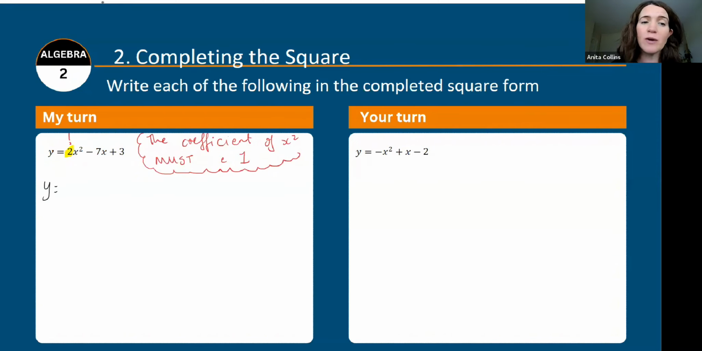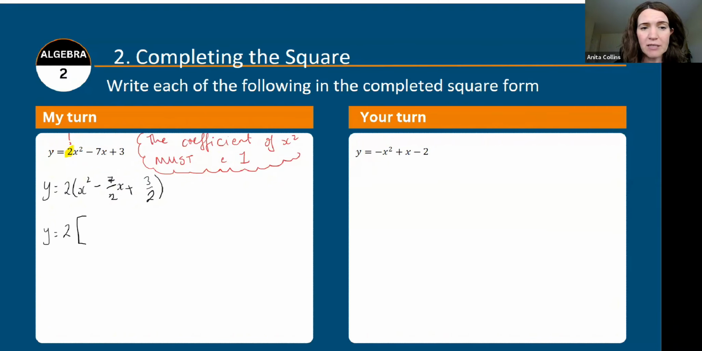Instead, what we can do is factorize out the 2. 2 times what gives 7? 7 over 2. 2 times what gives 3? 3 over 2. Now you can check that in your calculator to be sure, but once you've done enough of these questions, you'll realize that whatever you factorized out is going to be the bit on the denominator here.